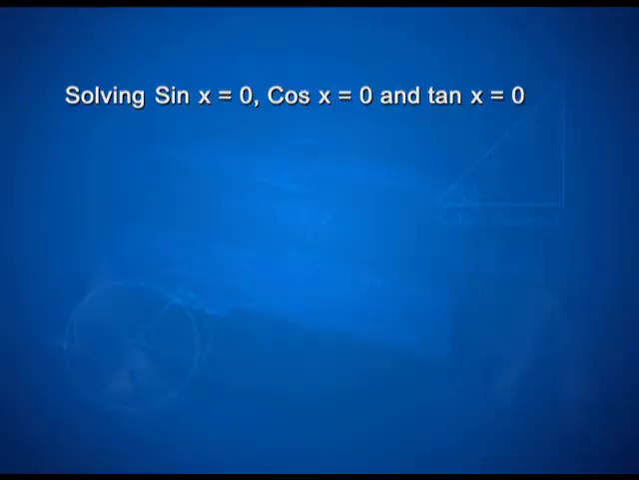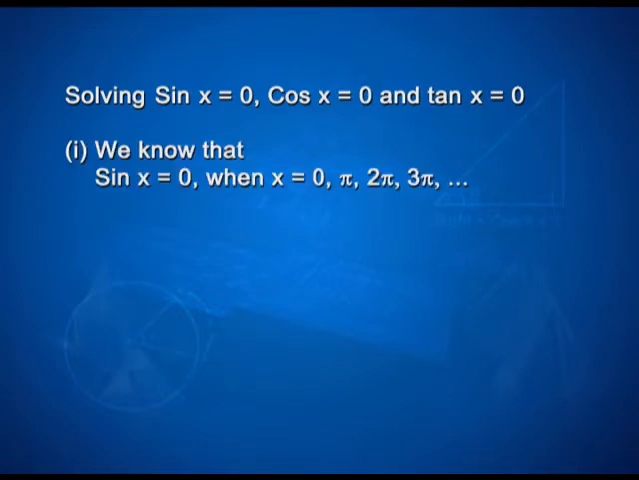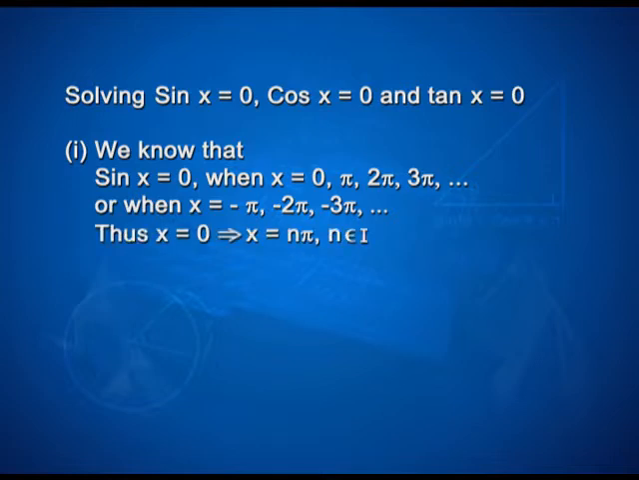Now students, let us see how we can solve equations like sin x is equal to 0, cos x is equal to 0 and tan x is equal to 0. Let us take up the first one, sin x is equal to 0. We know that sin x is 0 when x is equal to 0, pi, 2 pi, 3 pi and so on, or when x is equal to minus pi, minus 2 pi, minus 3 pi and so on. This implies x is equal to n pi, where n belongs to I, that is integers.